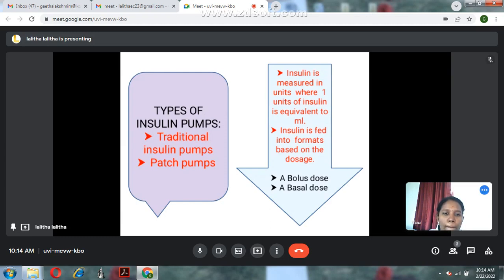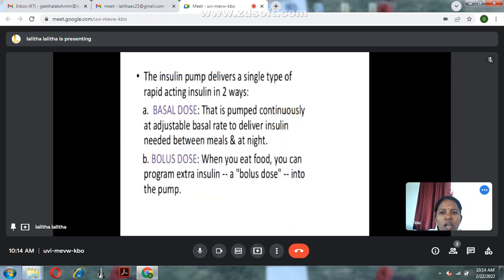And also the insulin is delivered in two types of dose injected into the body. The first is a bolus dose and the second is a basal dose. What do basal dose and bolus dose mean? It means the insulin pump delivers a single type of rapid acting insulin in two ways.